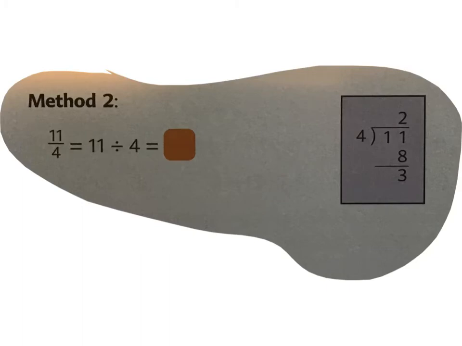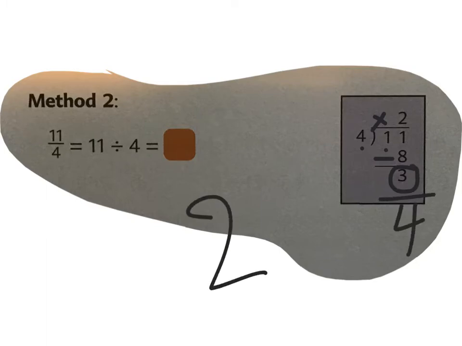Method 2, you could just do 11 divided by 4. So then you can go over here, 4 divided by 11. 4 times what equals close to 11 without going over? Times 2. Subtract the 8. You have 3 pieces left over. You always keep the denominator the same. So 2 3 fourths.